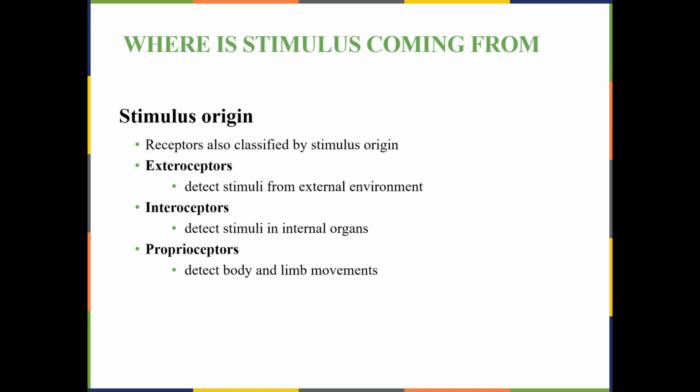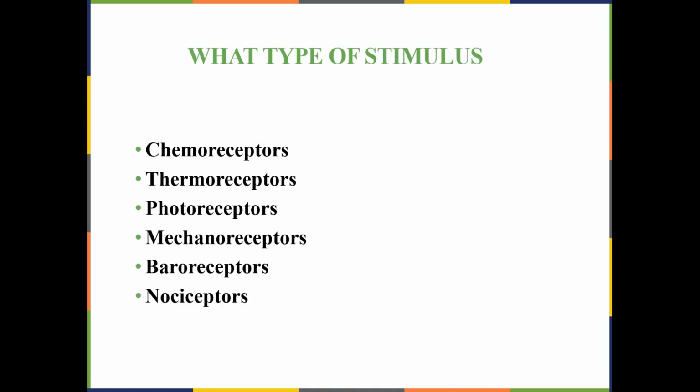Then the stimulus origin. Where is the stimulus coming from? Is it external? Is it internal? Or is it in association with our body movements? And then what's the type of stimulus? We have chemoreceptors that take in chemical stimuli. We have thermoreceptors that take in temperature changes, photoreceptors, light, mechanoreceptors, movement, baroreceptors, pressure, and nociceptors are pain receptors.